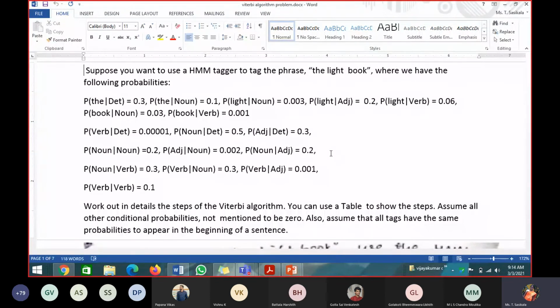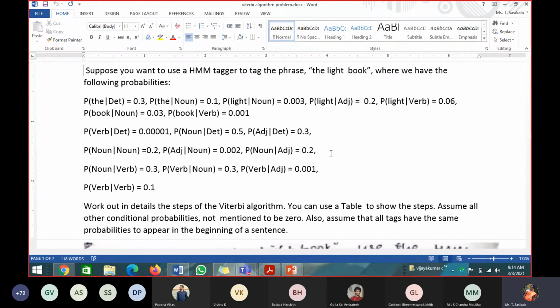So before starting the problem, what have you analyzed in this problem? Can you tell me what all is given? There is a sentence given. What is the sentence whose tag has to be identified? The light book. For that sentence, we have to find the tag. So "the light book" is the sentence.